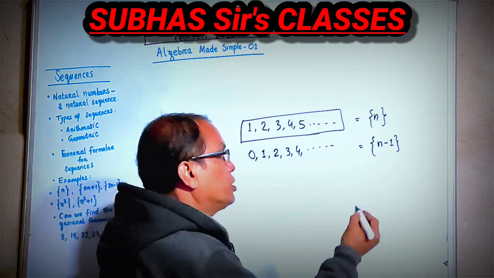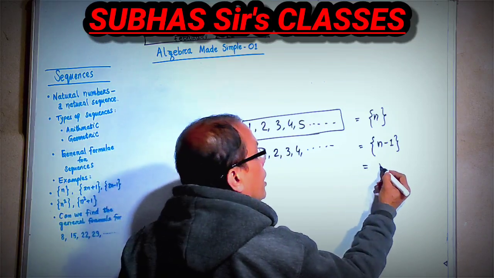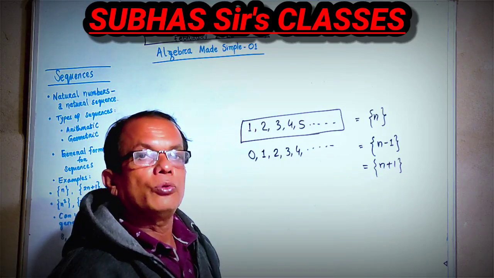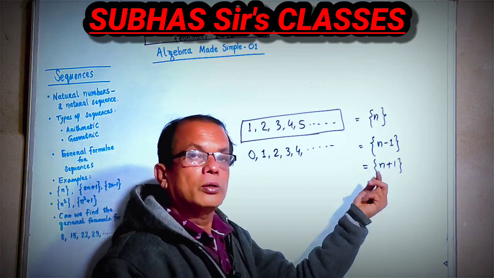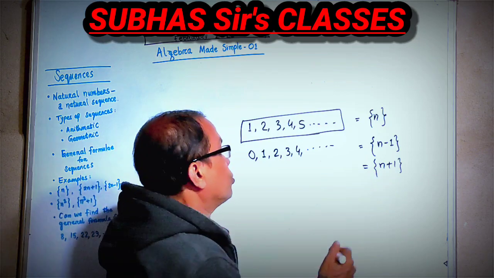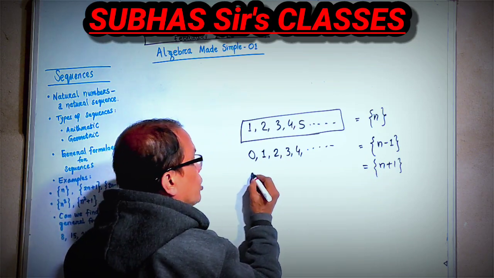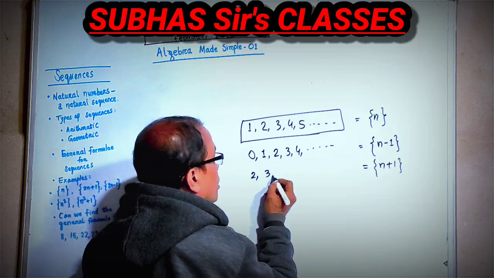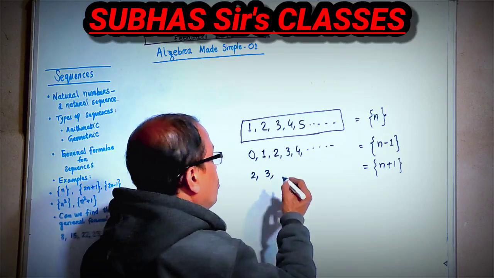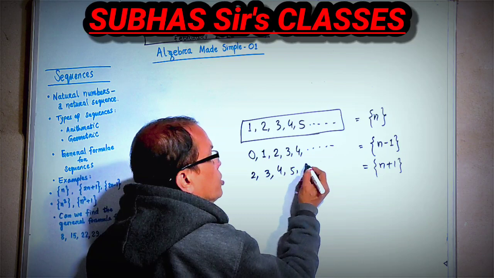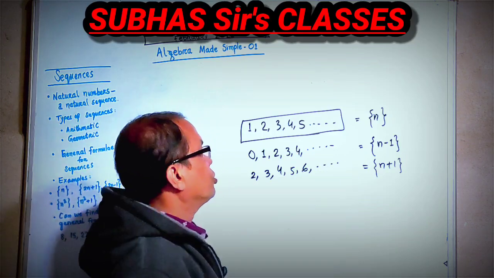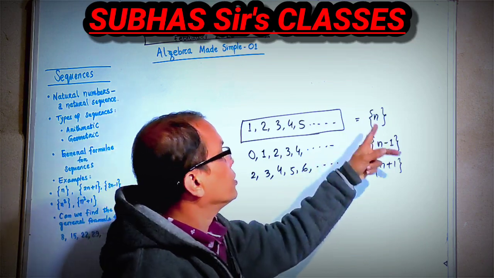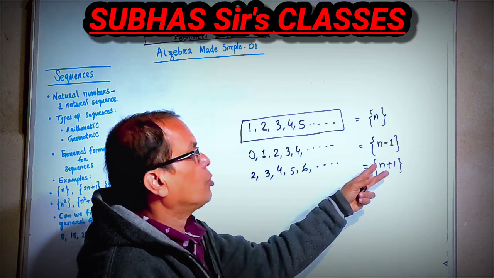And what would be the sequence when I write n plus 1? This is a sequence in which the first term will be achieved by using n is equal to 1. So the first one will be 1 plus 1 or 2. The second one will be 2 plus 1, so 3. Next will be 3 plus 1, so 4, 5, 6 and so on. So now you can term any sequence with a generalized formula or general formula.